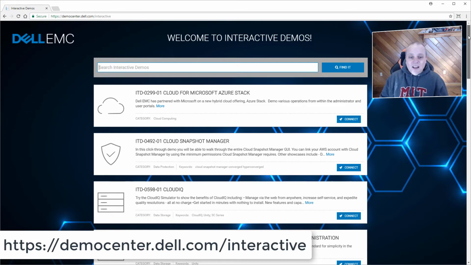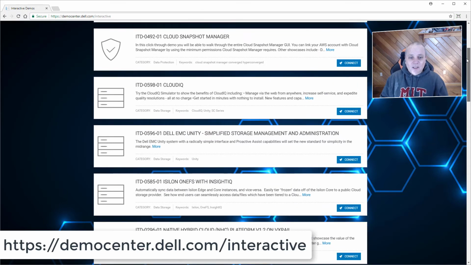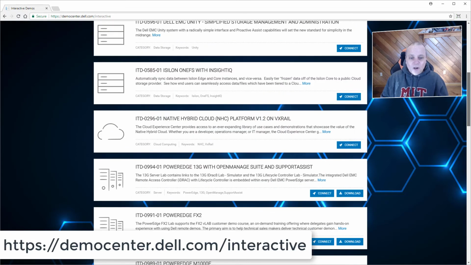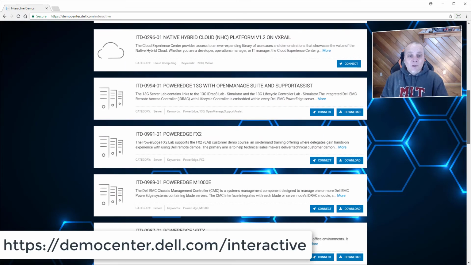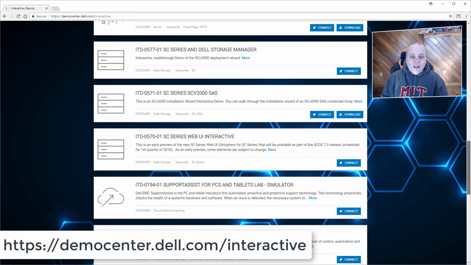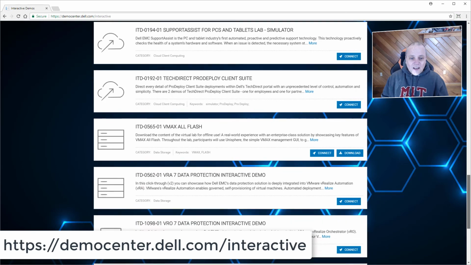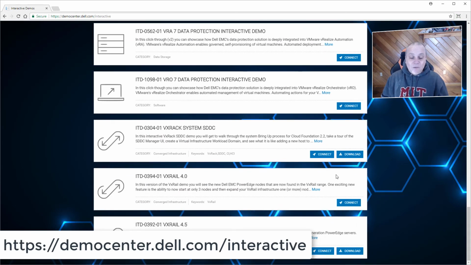This is ideal. There's various demos here, so everything from Unity, which is our sort of mid-range storage. You've got some Isilon demos. You've got some server in there as well, so with the PowerEdge, right on through to the SC series of storage. That was one that I did. What else we got in there? We've got VxRack. That's another one I did. VxRail. Data protection. So some really good stuff in there.